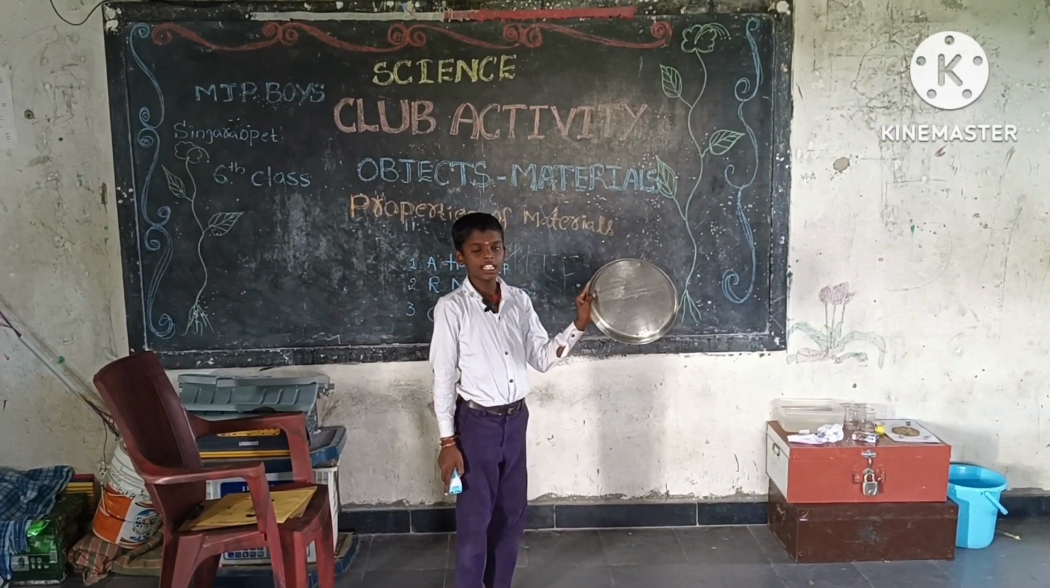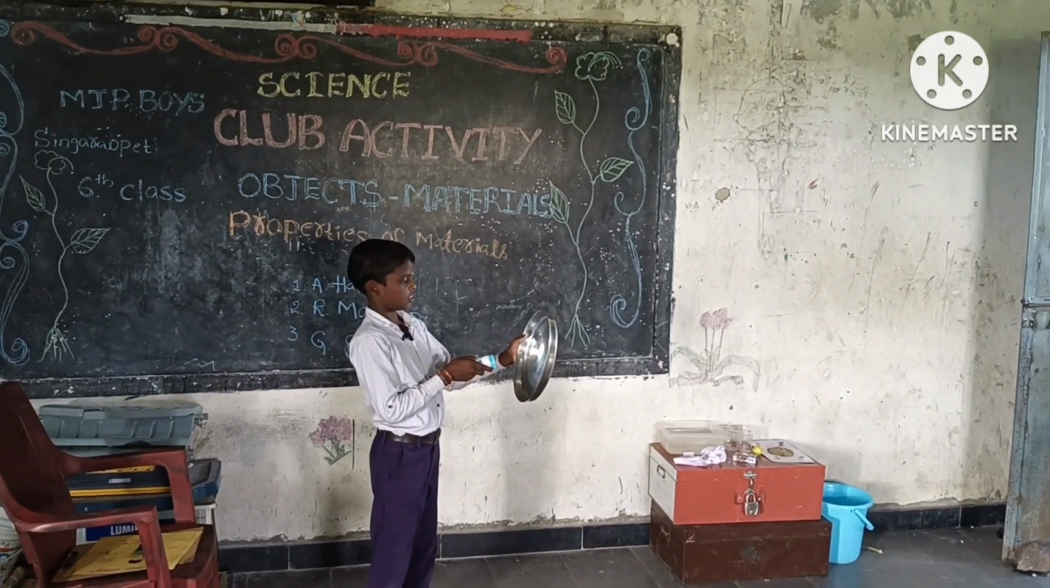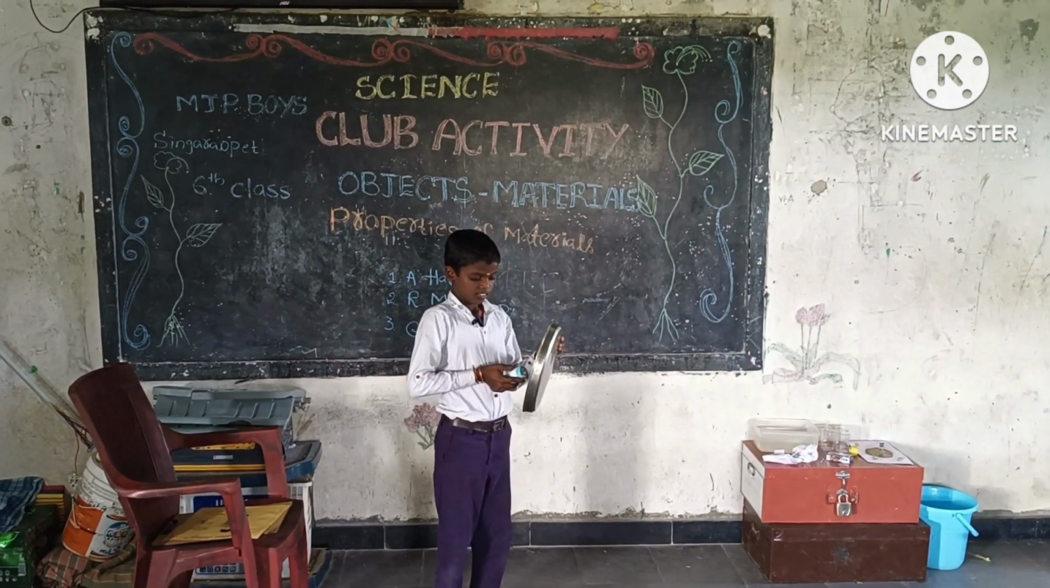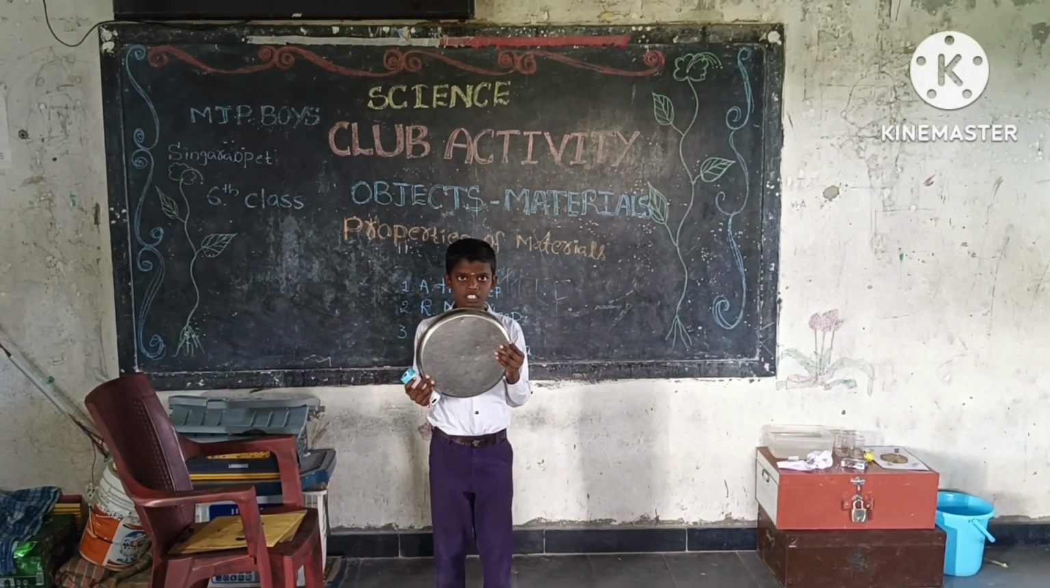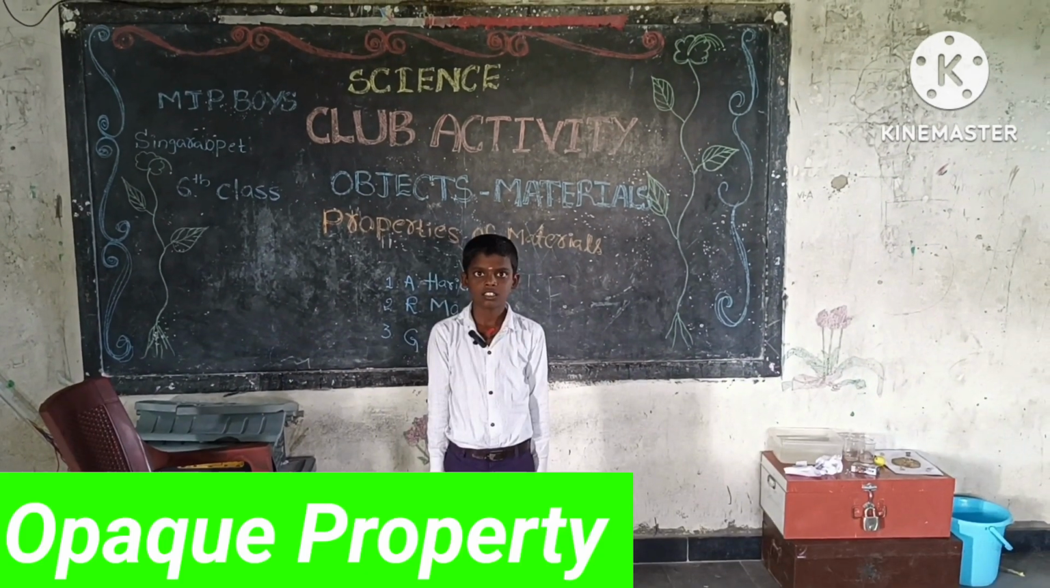This material name is steel plate. Light does not pass through this material. That's why we cannot see through this material. So this material has opaque property.